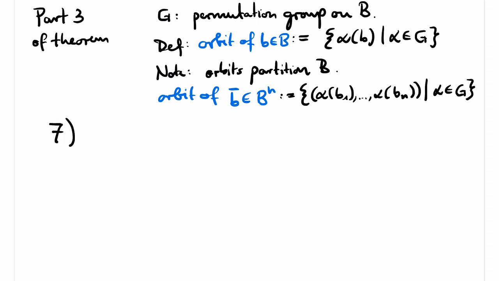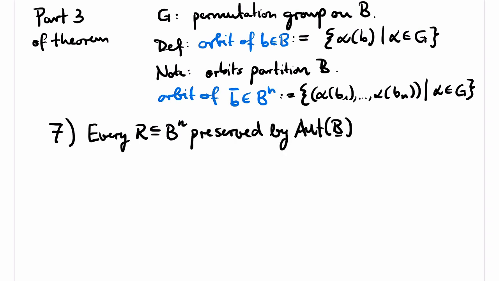Characterization 7 of omega-categoricity requires that every relation over B of some arity n that is preserved by all automorphisms of B is definable in B by a first-order formula. So there exists a first-order formula that holds for precisely the n-tuples that lie in the relation. Our final characterization, number 8, is also phrased in terms of the automorphism group.